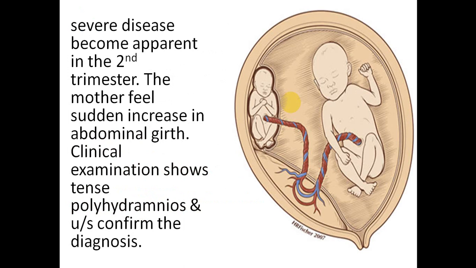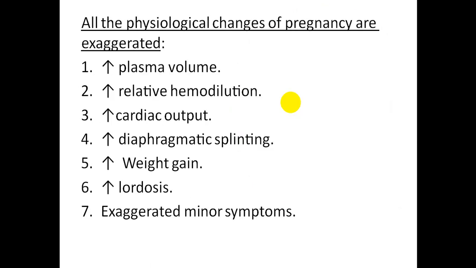Severe disease becomes apparent in the second trimester. The mother feels a sudden increase in abdominal girth. Clinical examination shows tense polyhydramnios, and ultrasound will confirm the diagnosis. All the physiological changes of pregnancy are exaggerated, like increased plasma volume, relative hemodilution, increased cardiac output, diaphragmatic splinting, increased weight gain and lordosis, and exaggeration of minor symptoms of pregnancy.